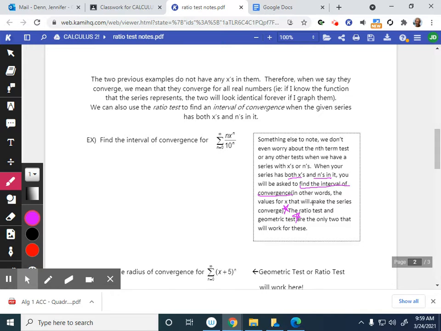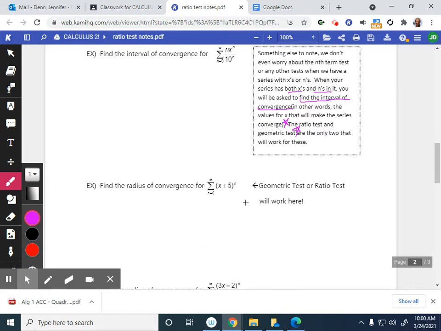So in some ways, it's a relief, because if the problem says, what is the interval of convergence, you have to figure stuff out, but you can jump right to the ratio test and or the geometric series test to do that. Okay, so really first, I guess I should start with the second one because I don't actually need the ratio test for the second one. The second one says find the radius of convergence for this.